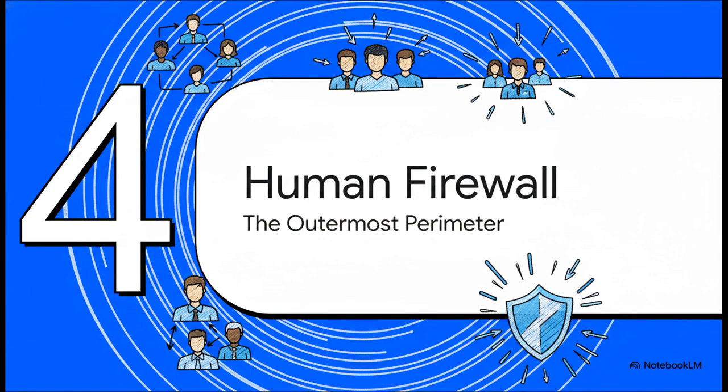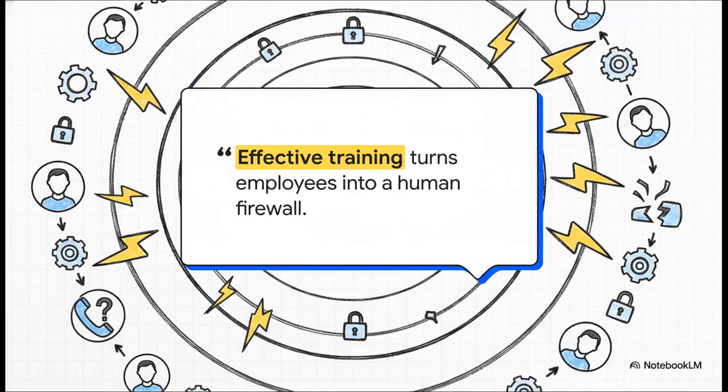Which brings us to our final ring, Section 4, building a human firewall. The outermost perimeter. I absolutely love this quote. Effective training turns employees into a human firewall. Think about it. We spend millions of dollars on highly technical, automated firewalls. But if an attacker can just pick up the phone, pretend to be IT, and ask an employee for their password, well, all those millions of dollars are bypassed in seconds.